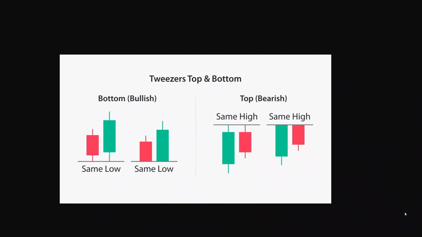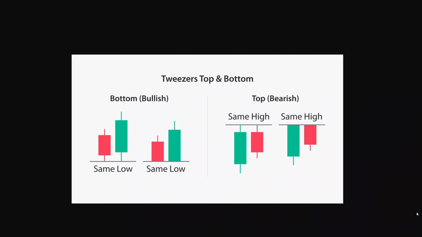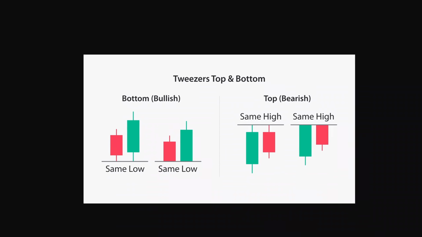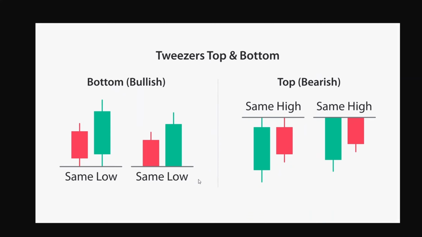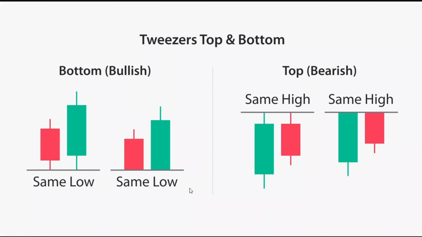Before we jump straight into the charts and see some backtest results, let me quickly explain what candlestick pattern we're talking about. We are talking about tweezer top and tweezer bottom. Tweezer bottom is a bullish reversal pattern, and it occurs when there is the same low, and the first candle is red and the second candle is green. So, opposite candle and the same low.